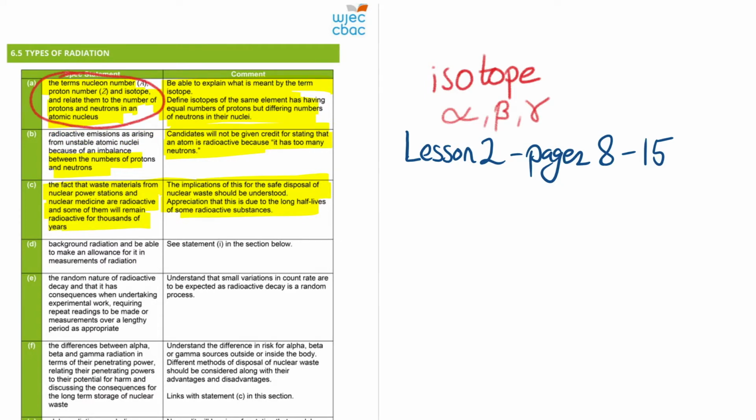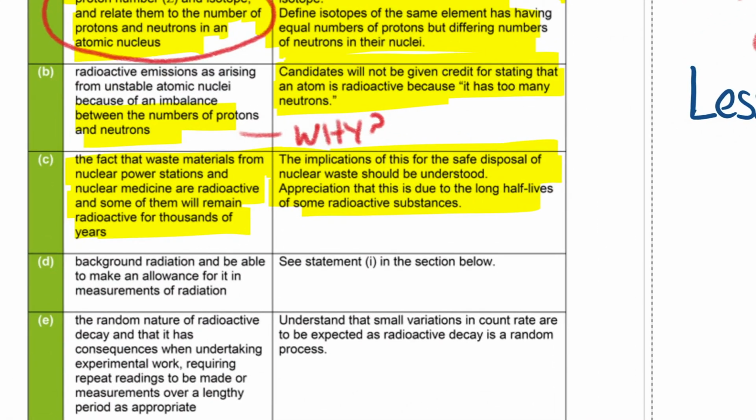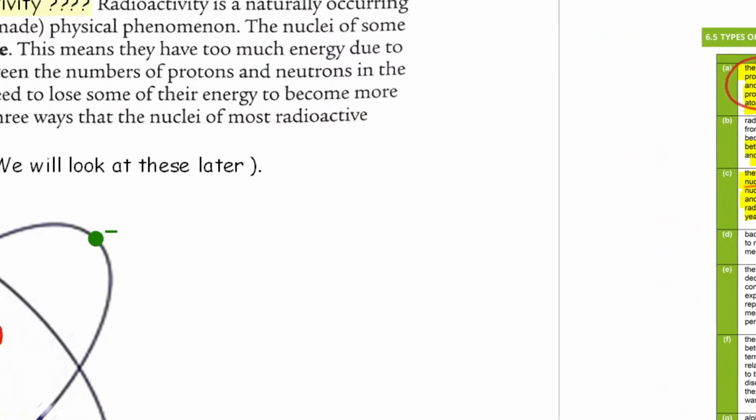And also look at why some atoms become radioactive. So it's the why they become radioactive is the important part there. And then finally we're going to consider how we treat waste materials, waste radioactive materials from nuclear power stations and other sources. Okay, let's get a move on.